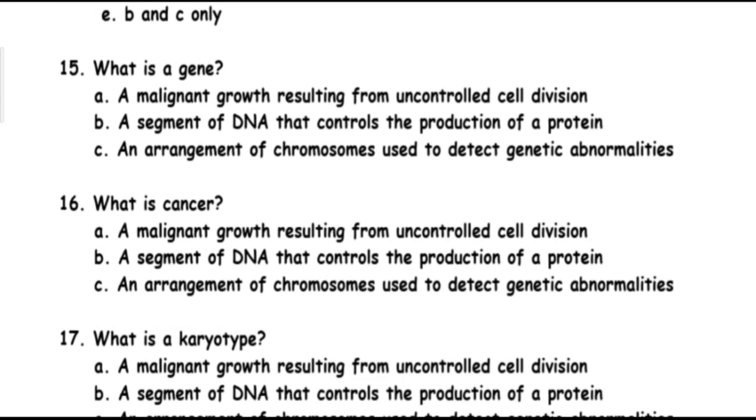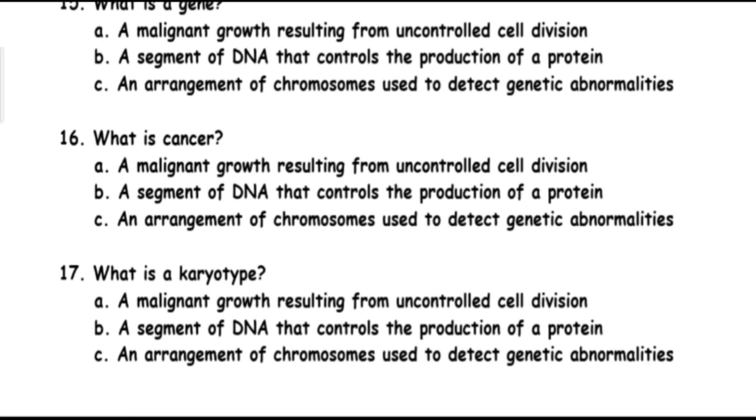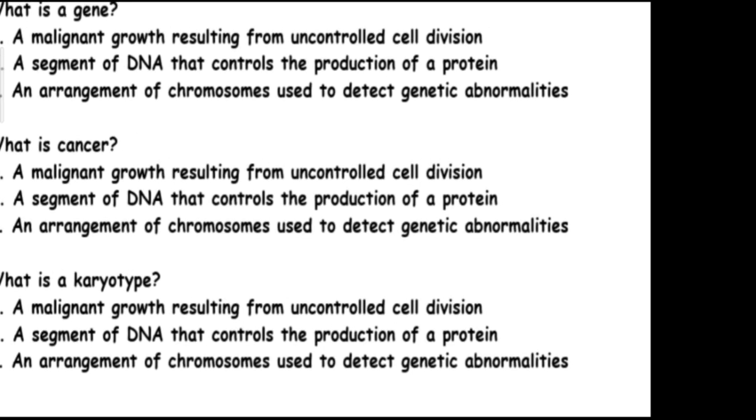Next one, 15. What is a gene? A gene is a segment of DNA that controls the production of protein. Next one, what is cancer? Cancer is a malignant growth resulting from uncontrolled cell division. Whereas the karyotype is the arrangement of chromosomes, which is number 17, used to detect genetic abnormalities.